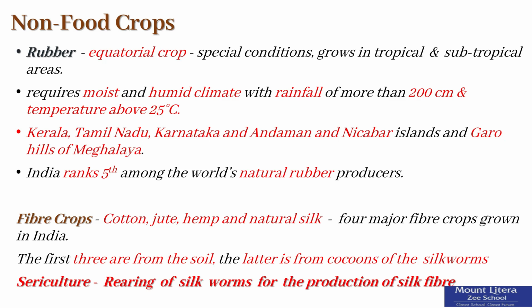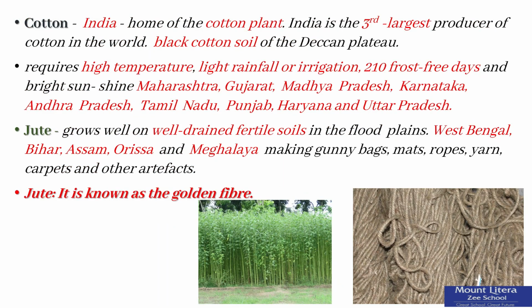Fiber crops. Rearing of silkworms for the production of silk fiber is known as sericulture. Cotton. India is believed to be the original home of the cotton plant. Cotton is one of the main raw materials for the cotton textile industry. India is the third largest producer of cotton in the world. Cotton grows well in drier parts of the black cotton soil of the Deccan Plateau. It requires high temperature and light rainfall.